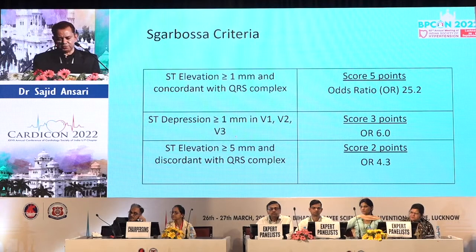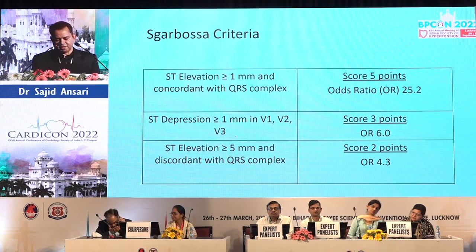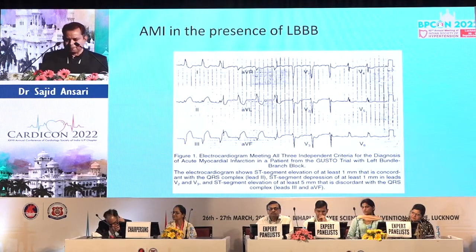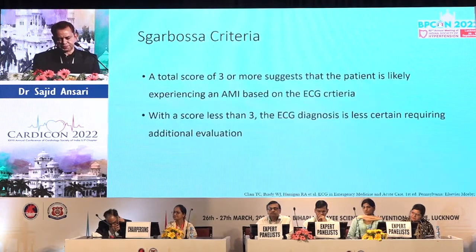of more than 1 mm concordant with the QRS complex scores 5. ST depression of more than 1 mm in V1, V2 and V3 scores 3 points, and ST elevation of more than 5 mm discordant with the QRS complex scores 3 points. Acute myocarditis with this LBBB presentation.